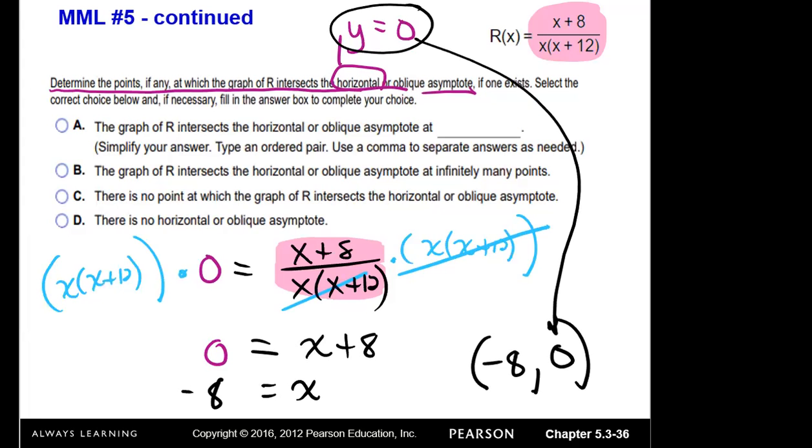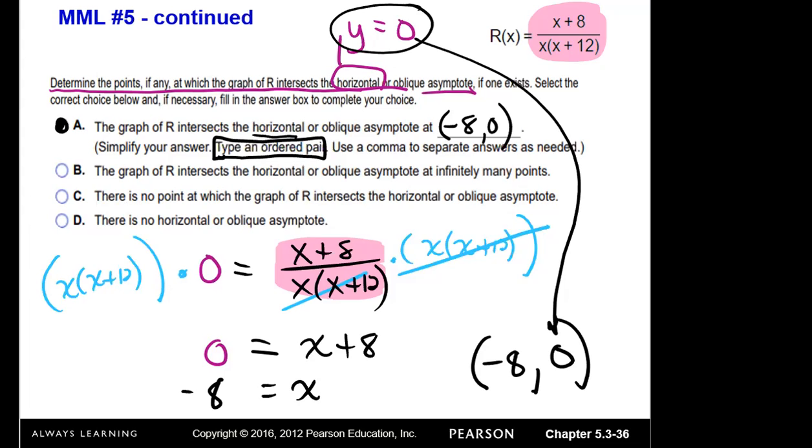So we've got choice A. The graph of R intersects the horizontal asymptote at the point. It does say right here, type an ordered pair on this one. For some reason, they want the whole pair. There you go. It's just a coincidence that it also happens to be what we found earlier, the x-intercept. Yeah, the x-intercept.